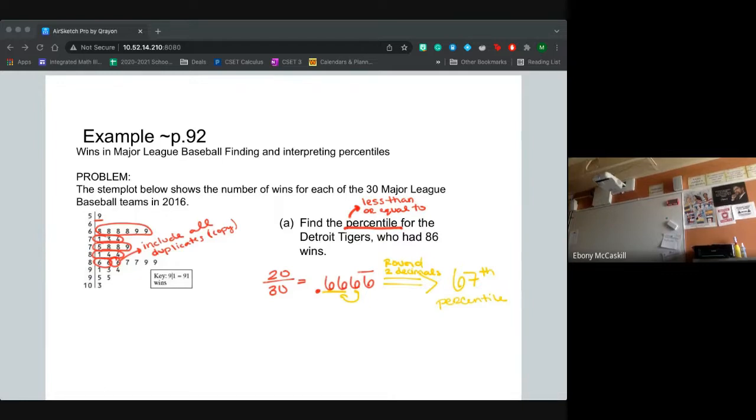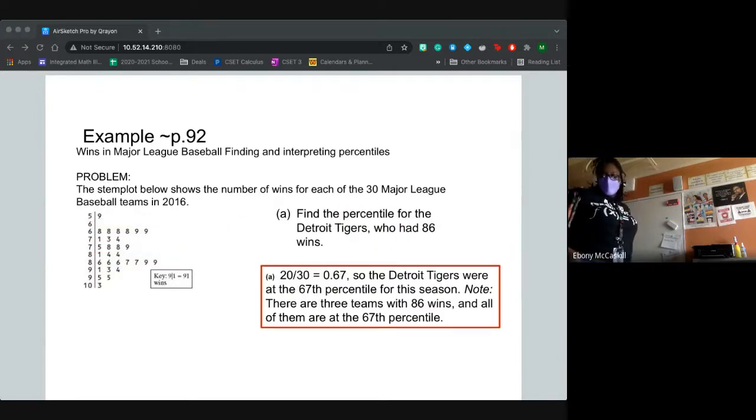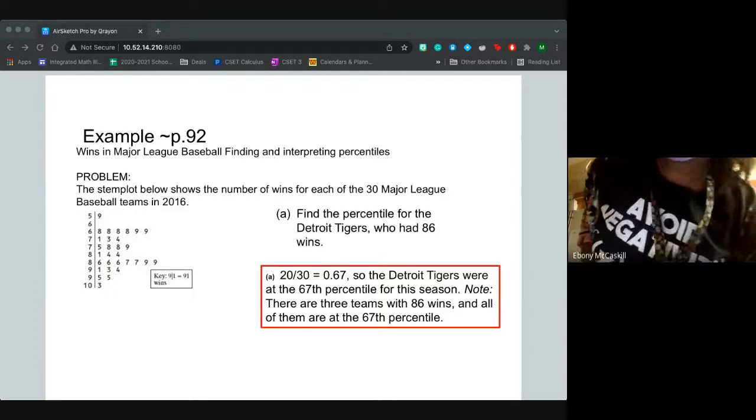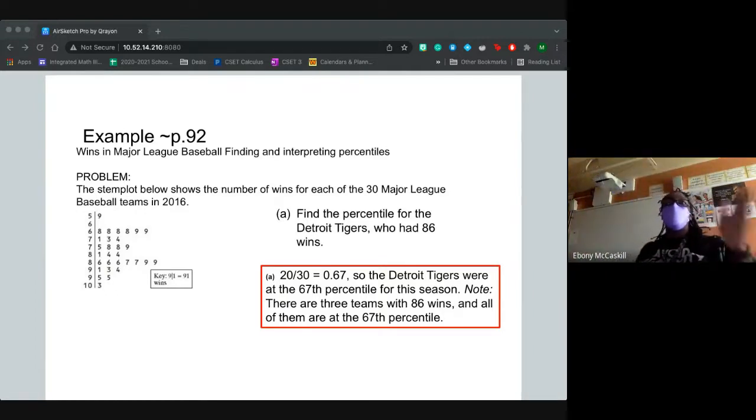All right, let's keep going then, y'all. So if you look at the response, note that since there were three teams with 86 wins, that means that all three teams are at the 67th percentile. So there can be a tie.